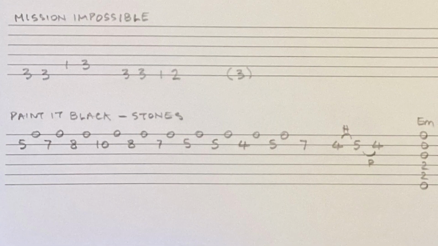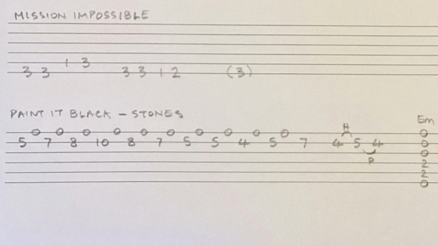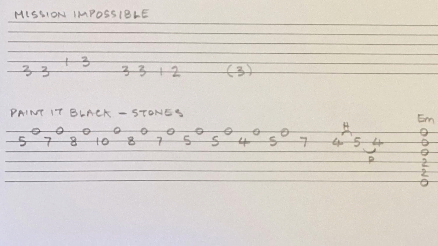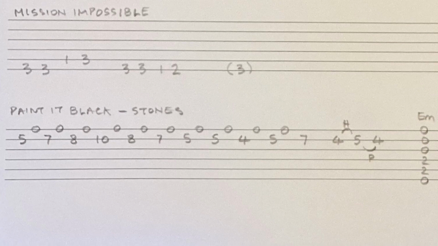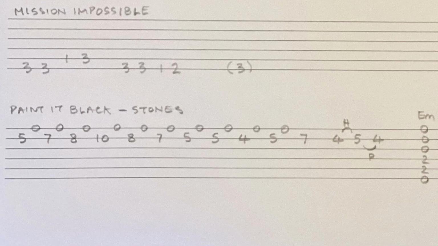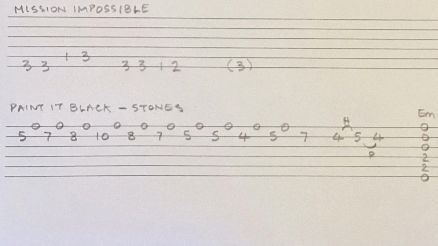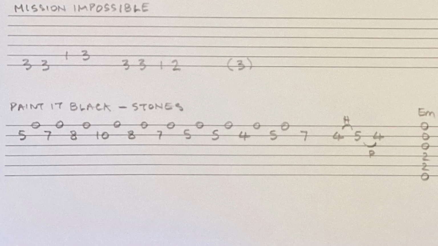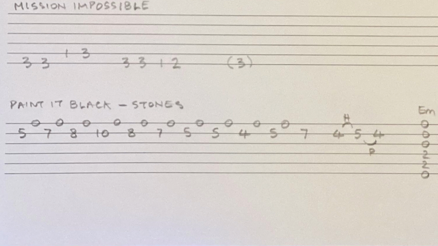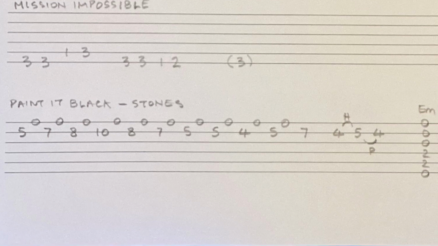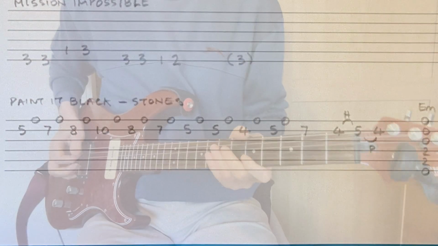Okay, so painted black. Now we're going to the top two strings, the thin two strings now. And the thing to do here is to start just by copying down what's on the second string. 5, 7, 8, 10, 8, 7, 5, 5, 4, 5, 7. And then there's a little hammer on between 4 and 5, and then a little pull off back to 4 again. And it's in the key of E minor, which is where you want to finish. The other notes on the top string are just all open top string, and they're in between.